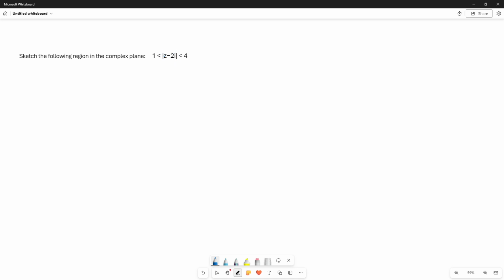So the modulus of the variable z minus 2i gives us the distance between the complex number 2i and the variable z. So this distance is the modulus of z minus 2i. And we want that to be between 1 and 4. So let's see what that would look like in the complex plane.